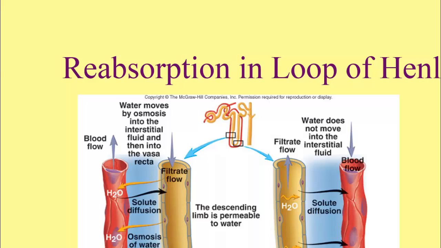So the descending limb is permeable to water, water leaves, enters the blood, and in the ascending limb, salt can leave, water stays. And that simple process is just something you need to know. We'll expand on that when we get to advanced A&P, looking at how that helps us concentrate our urine.